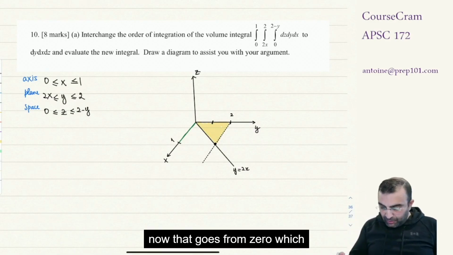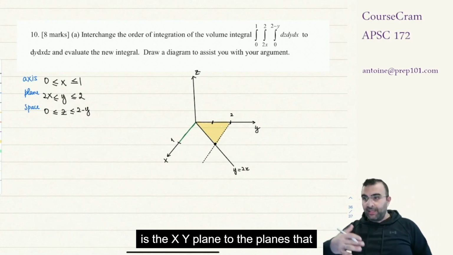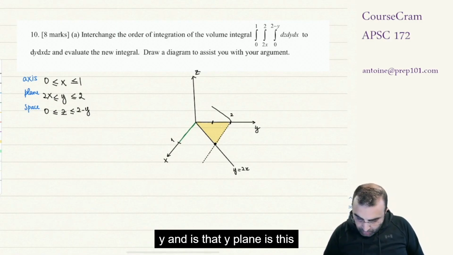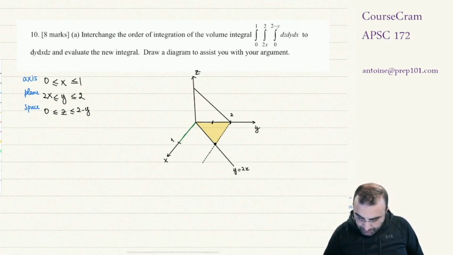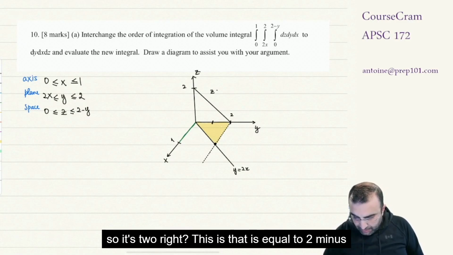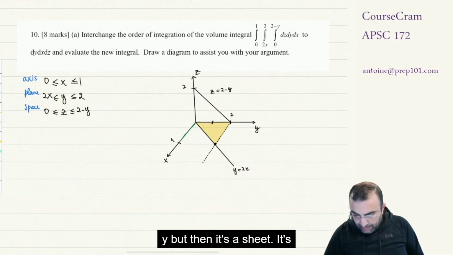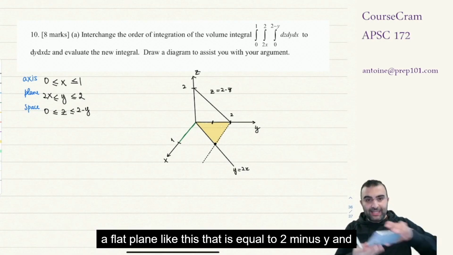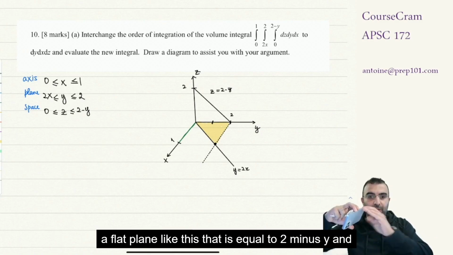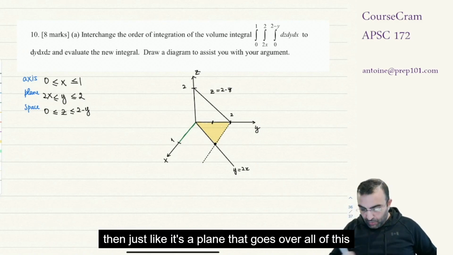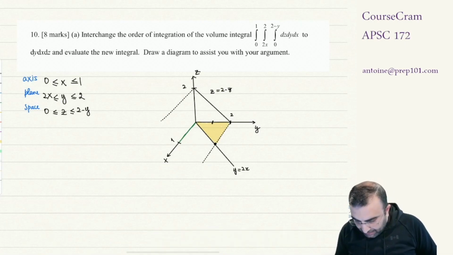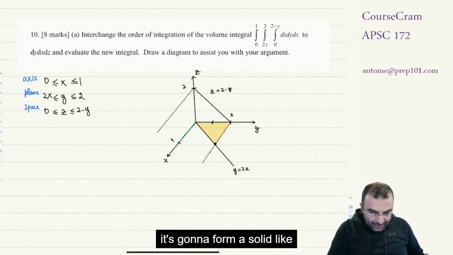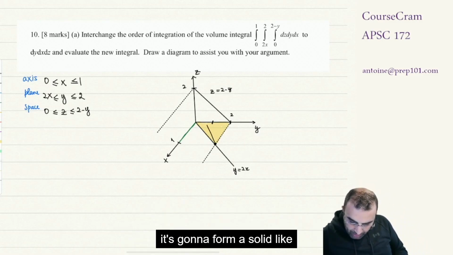Now, z goes from 0, which is the xy plane, to the plane z equals 2 minus y. So 2 minus y in the zy plane is this. It's 2 right here. This is z equals 2 minus y. But then it's a sheet. It's going to extend, it's a flat plane like this, z equals 2 minus y, and it goes over all of this. So it's going to extend like this, and like this. So technically, it's going to form a solid like this.